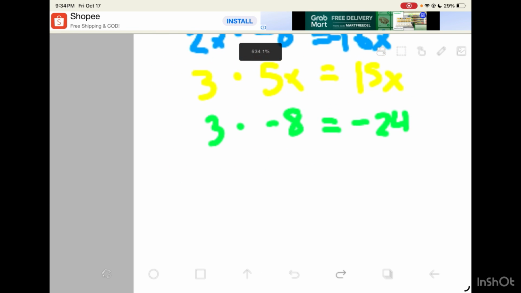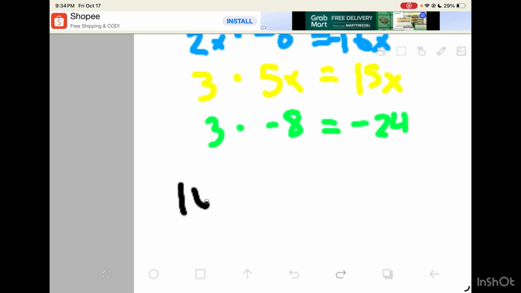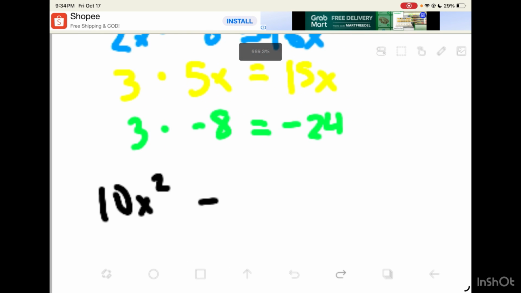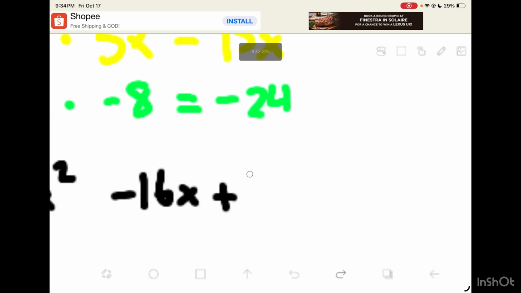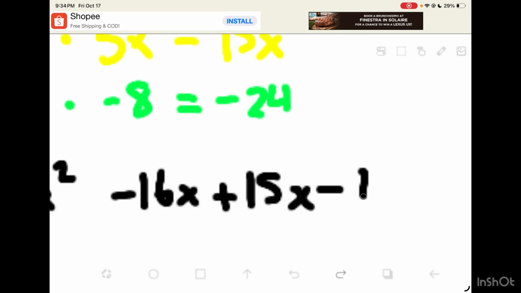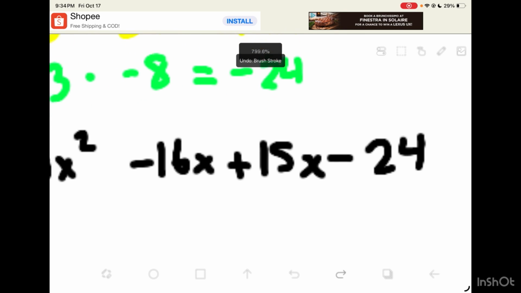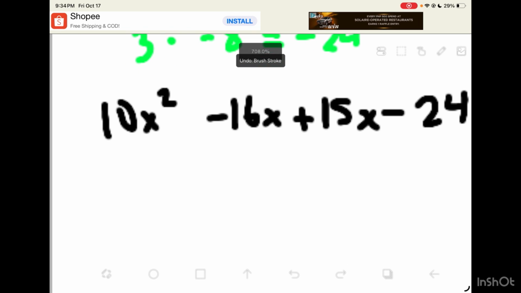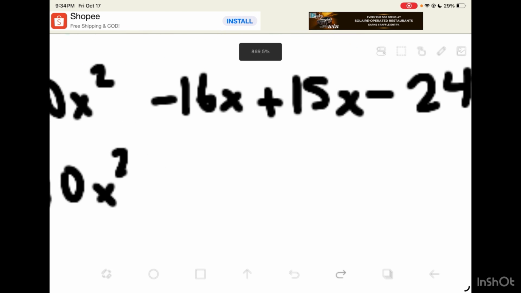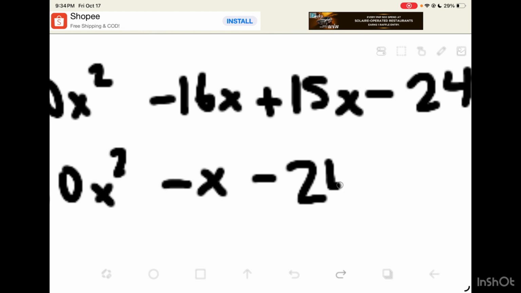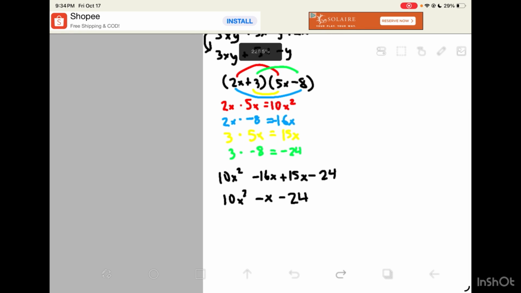By listing all these expressions, we get 10x squared minus 16x plus 15x minus 24. We combine like terms, so we combine these two x terms. So 10x squared minus x minus 24. So that's the FOIL method for you. It's a grade 9 reviewer.